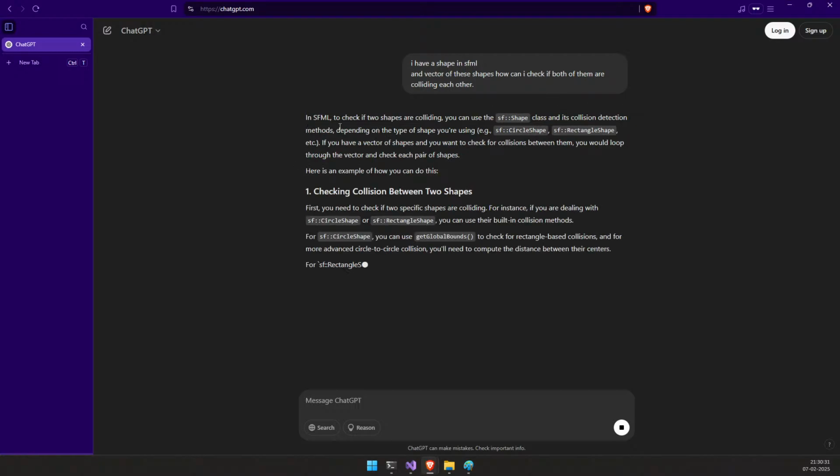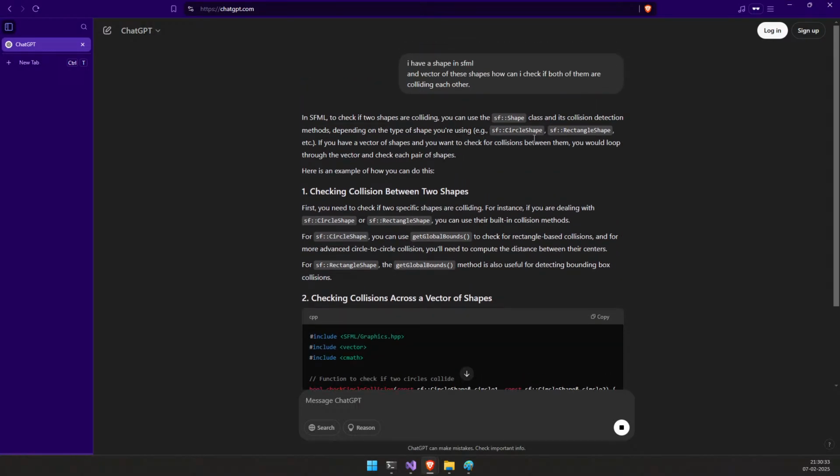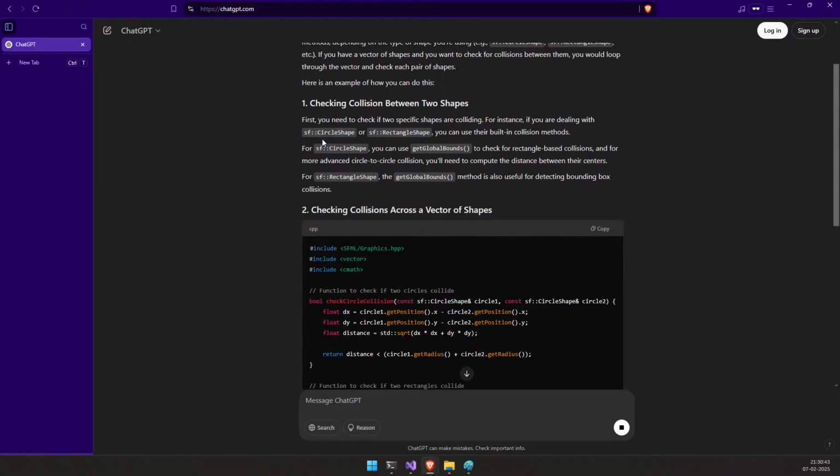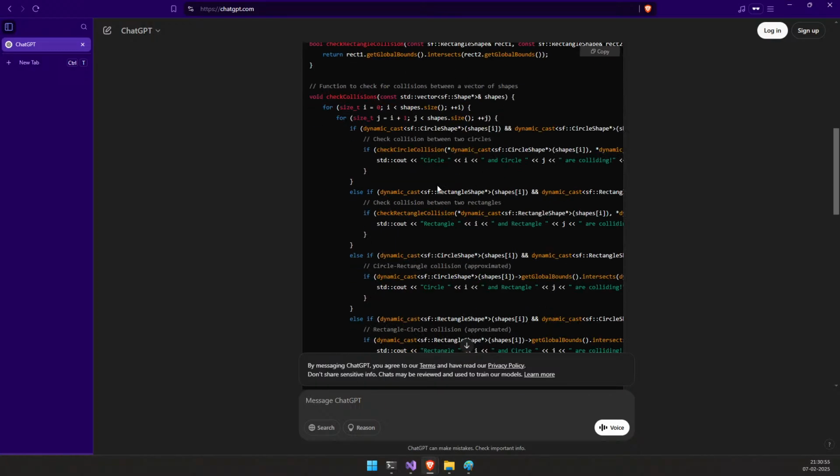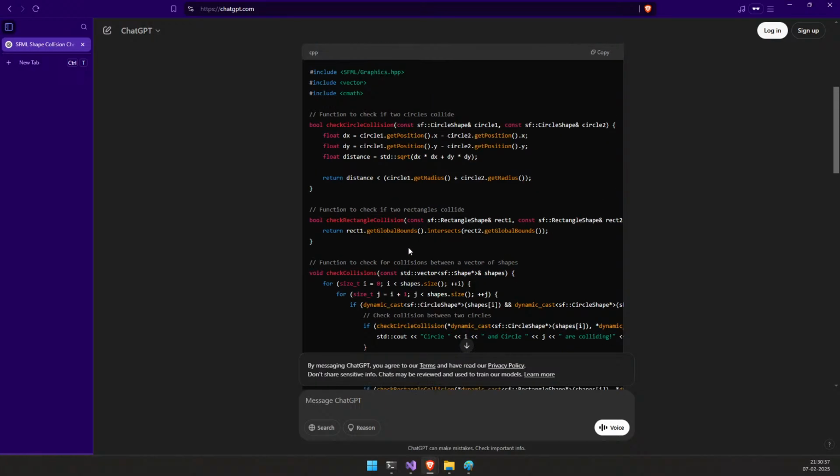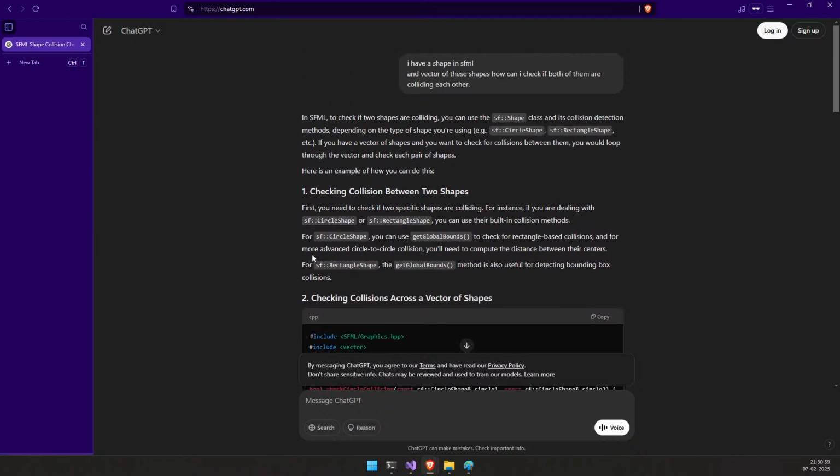Depending upon the type of the shape they are using. So depending on shape, if they have a vector of pairs, you would loop through the vector and check each pair. First you need to check if those specific shapes are colliding. For instance, if you are dealing with a circle shape or rectangle shape, you can use a built-in Boolean method. For circle shape, you can use global bounds to check it, for rectangle it takes collision from.